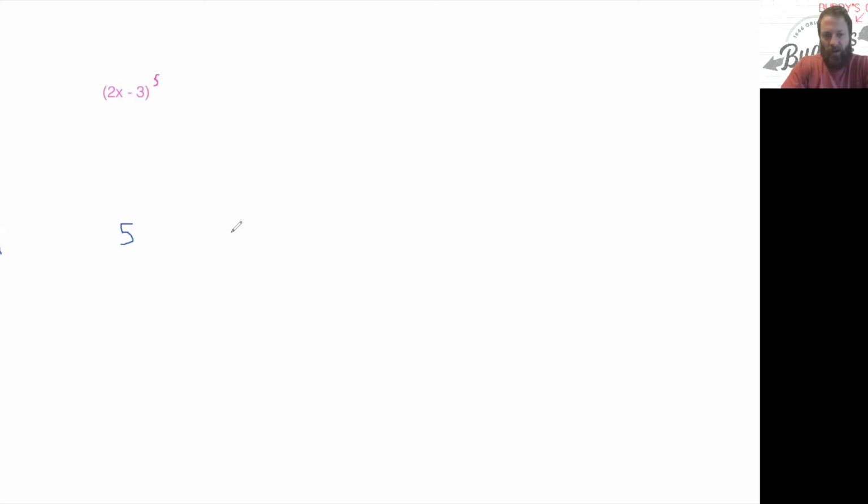So I do 5 combinations. Again, this would be 5C0, 5C1, 5C2. So let me see what that is. I think it's a 10. It is a 10. Look at that.